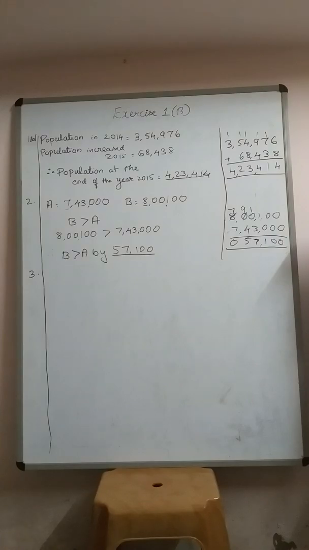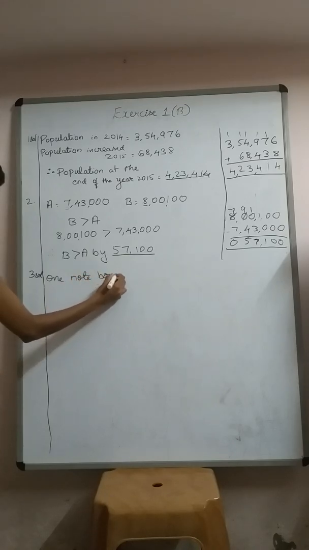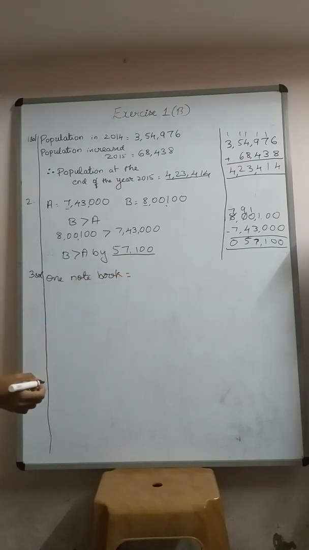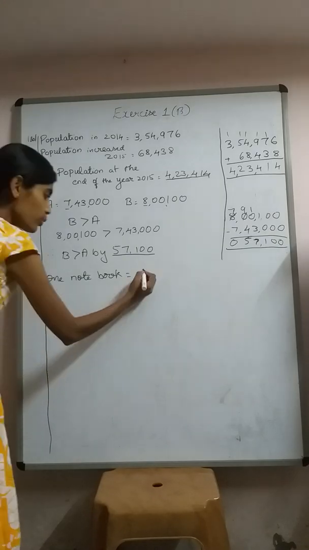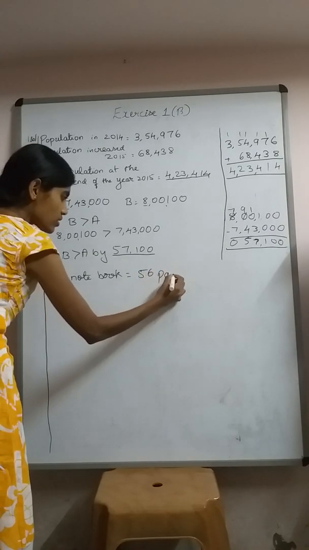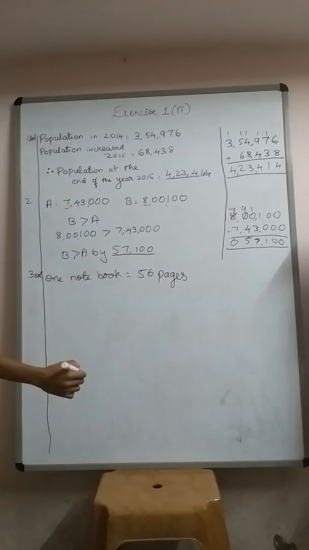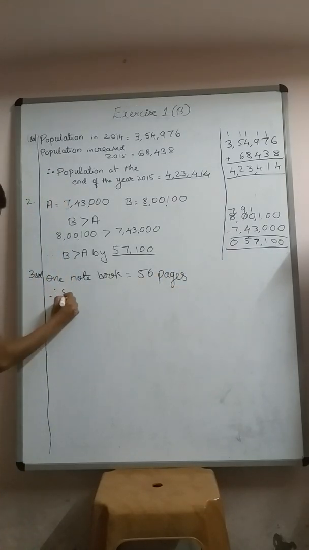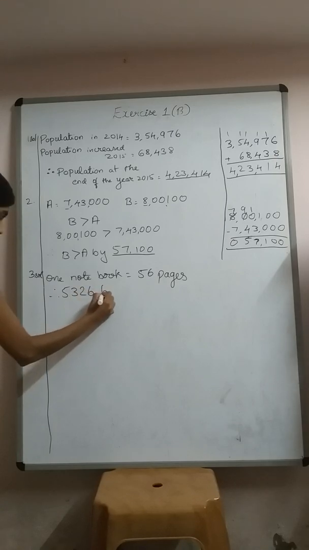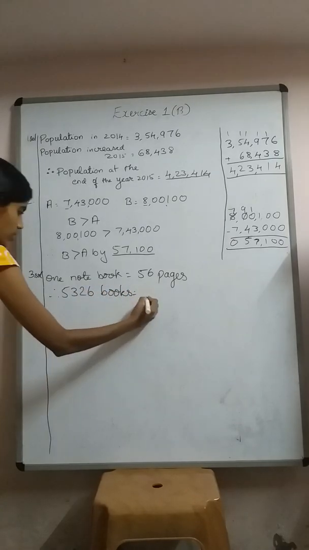A notebook has 56 pages. How many pages will 5,326 such notebooks have? So let us write the solution for this. One notebook equals to how much pages? One notebook has 56 pages. So now we need to find, therefore, 5,326 such books equals to how much?